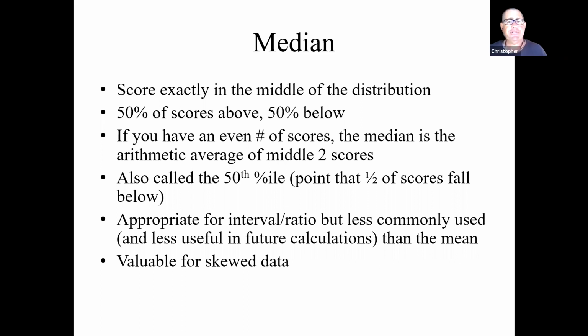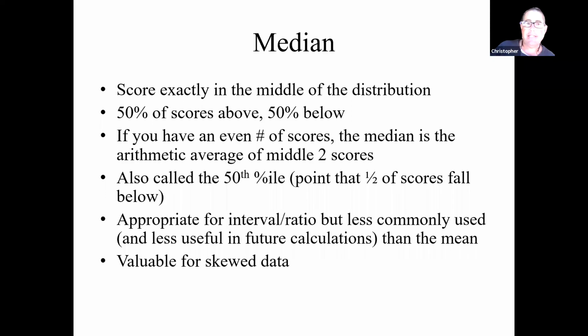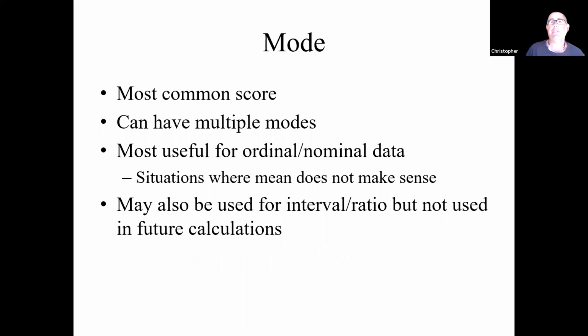Also, half of the scores are above in that case. It's appropriate for interval and ratio variables, but less commonly used and less useful in future calculations than will be the mean. However, we'll see that the median is really useful when we have data that are skewed because it's less sensitive to those extreme scores. The mode is the score that appears most commonly. One problem with the mode is that you can, in some distributions, have multiple modes. It's going to be useful for ordinal and nominal data. Those are situations where the mean doesn't really make much sense to use. May also be useful for interval ratio variables, but not used at all in future calculations.